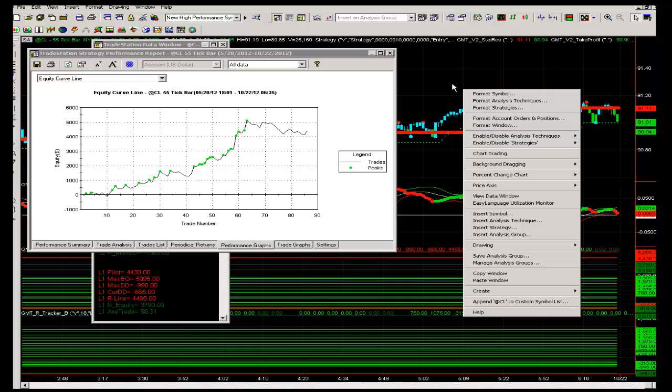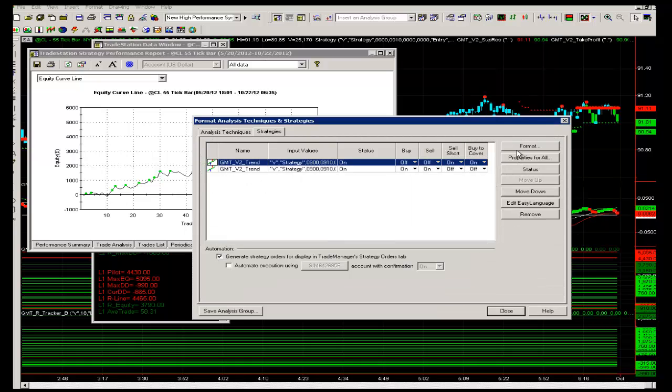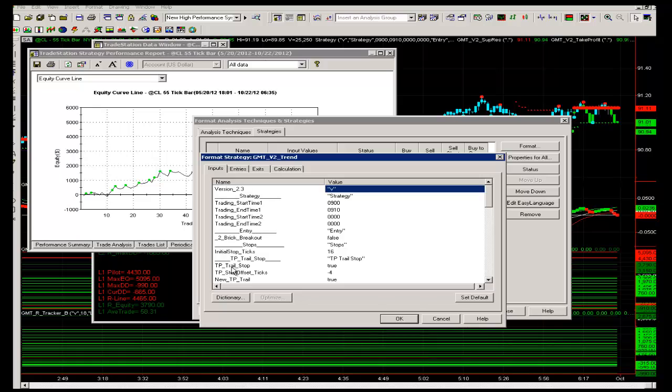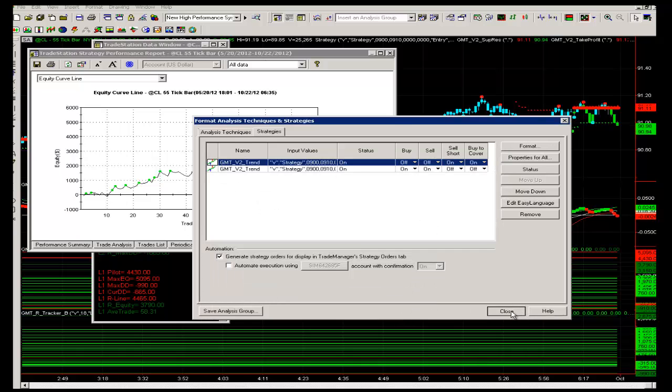So for those of you who are trading SN03, I would highly recommend that you're trading with the offset, and we'll just bring this up a little bit. The offset here is TP trail stop is true and new trail stop is true as well. So you definitely want to have that as your offset, and we'll close that off.